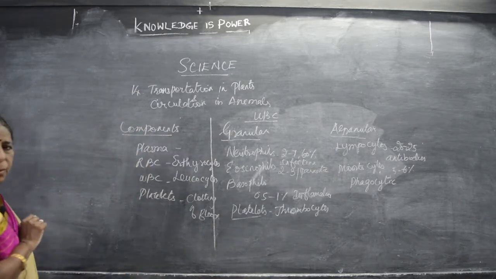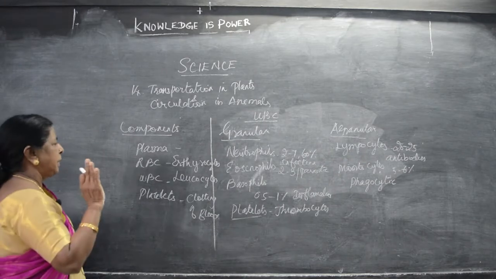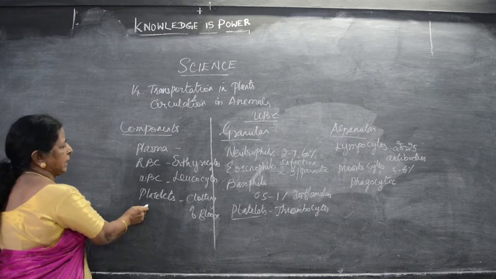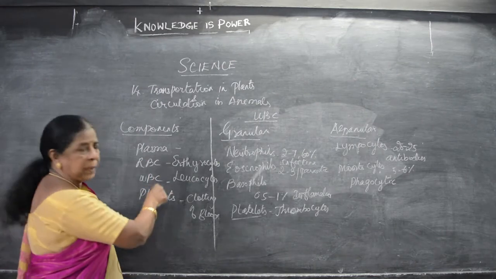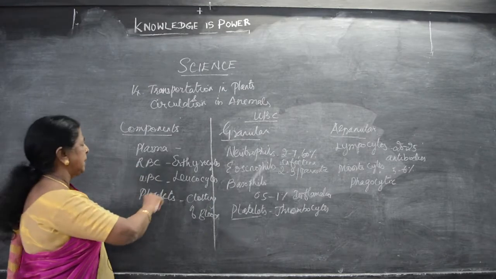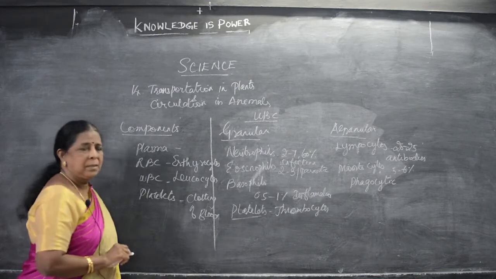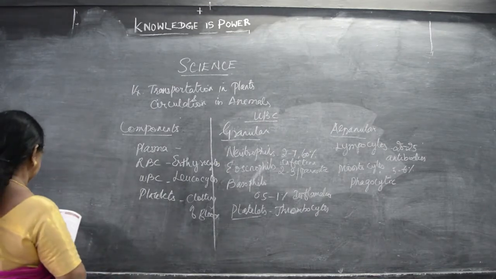So, what are the blood components? Blood vessels are different from blood components. Components are only plasma, RBC, WBC, platelets. RBC is otherwise known as erythrocytes. The respiratory pigment, the color pigment, is hemoglobin. WBC, leukocytes. Platelets, clotting of blood. So, let us see what are the blood vessels and what is the function of blood.